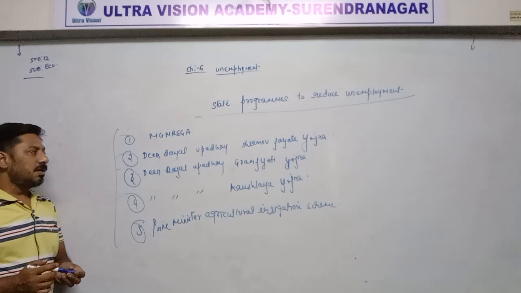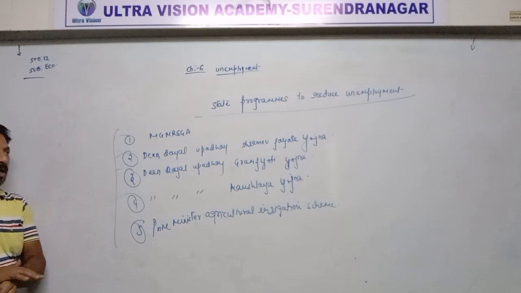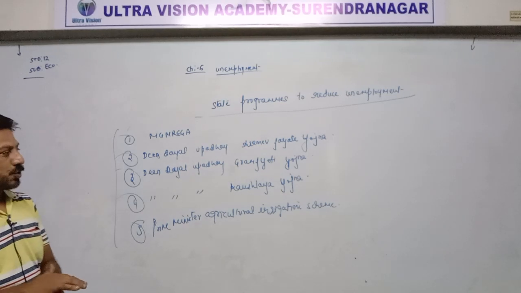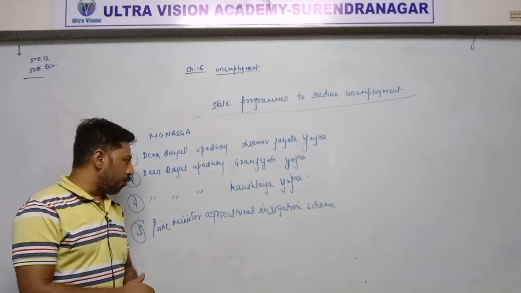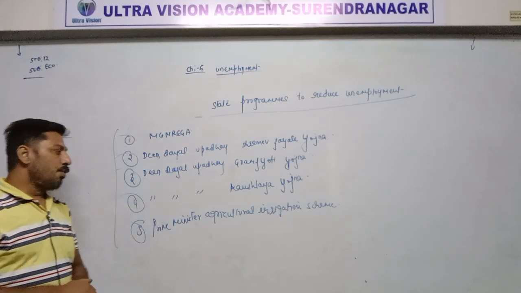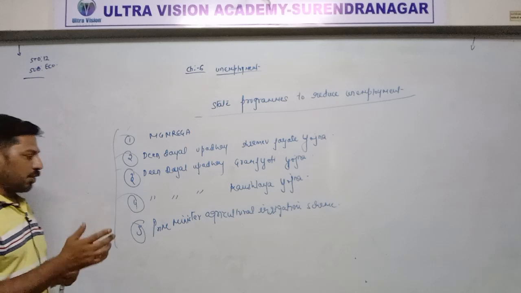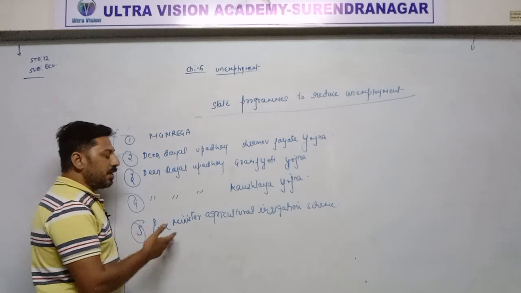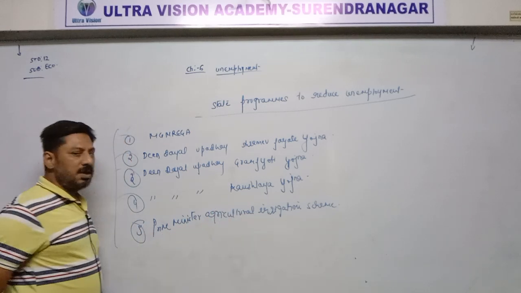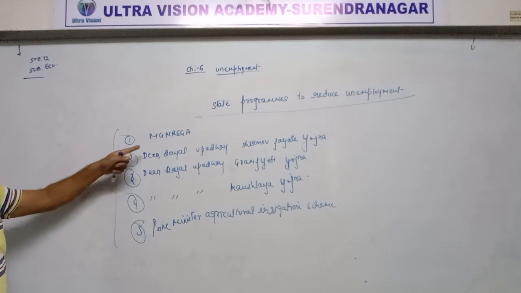First one is MGNREGA, second one is Deen Dayal Upadhyay Shramev Jayate Yojana, third one is Deen Dayal Upadhyay Gram Jyoti Yojana, fourth one is Deen Dayal Upadhyay Kaushalya Yojana, Gramin Kaushalya Yojana, and the last one is Prime Minister Agricultural Irrigation Scheme. Now explanation of the first, MGNREGA.